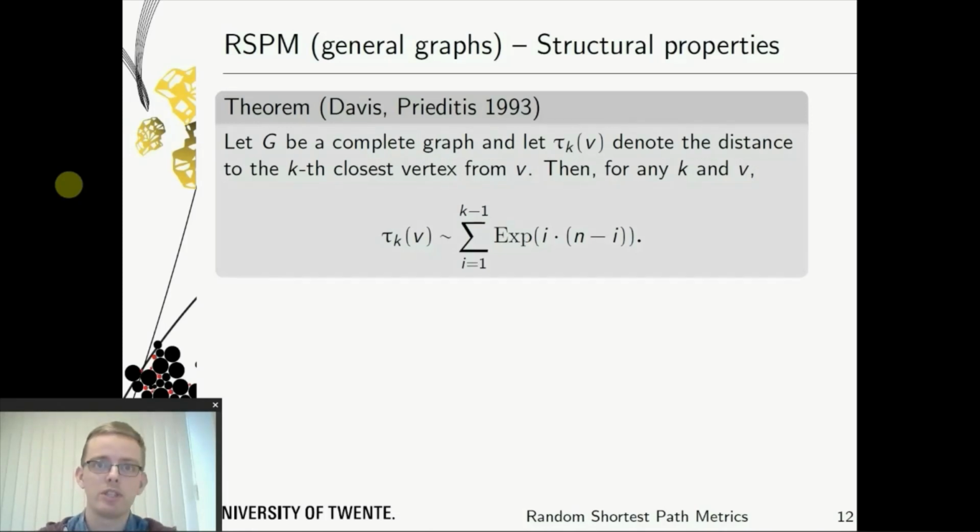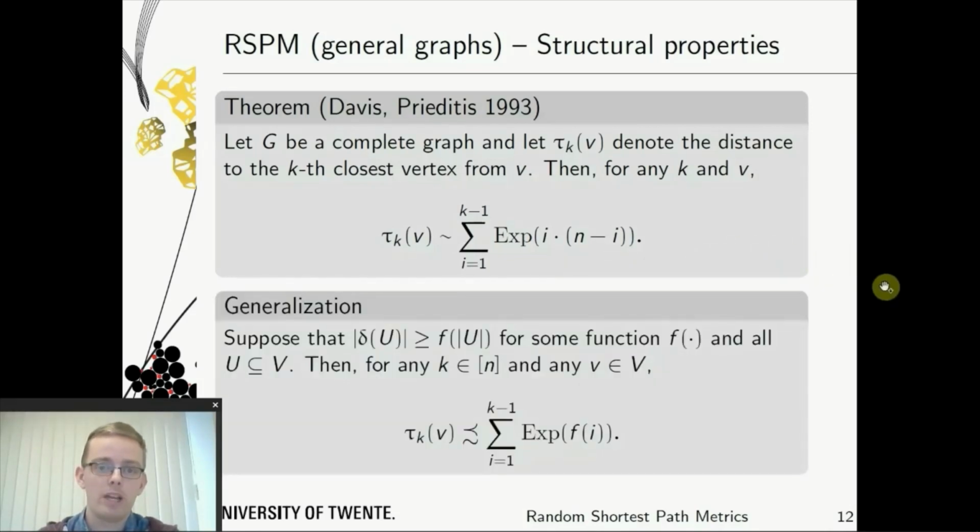In the model generated from complete graphs, the distribution of these distances is exactly known, as stated here in this theorem. I don't have the time to bother you with the details here, but the important thing to note is that this i times (n minus i) shows up because it is the fact that in a complete graph, the number of edges between a subset of i vertices and the remaining n minus i vertices is exactly i times (n minus i).